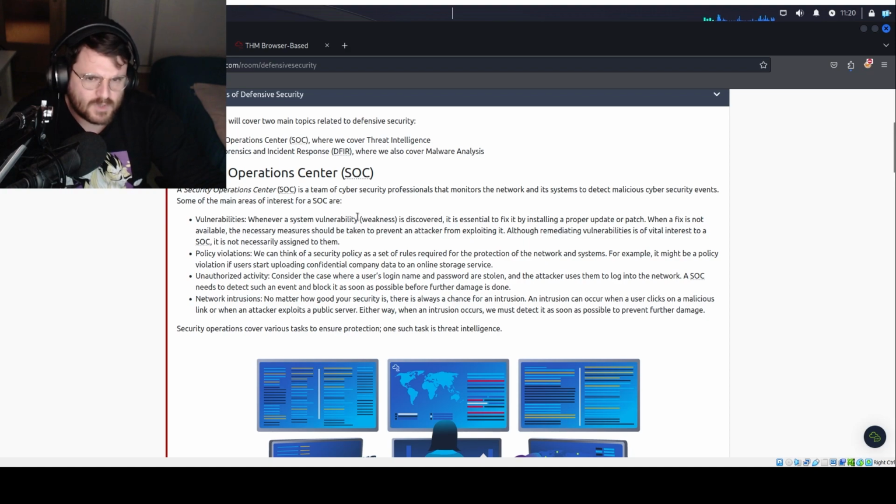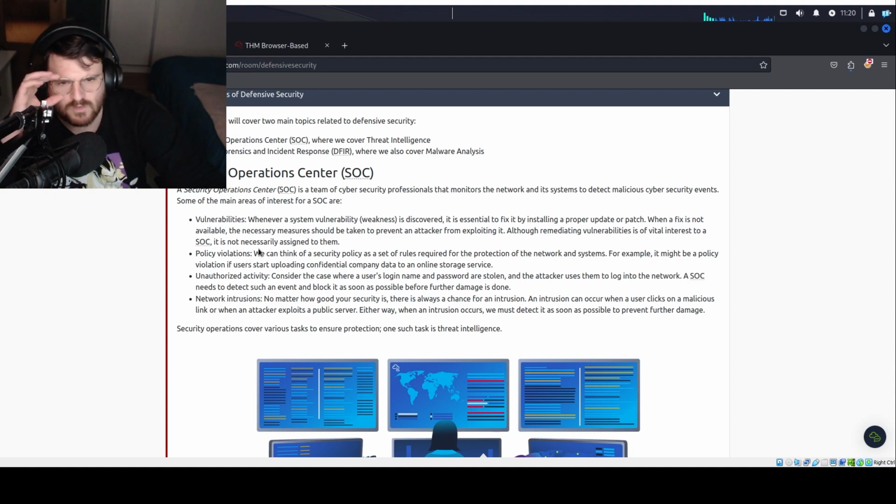They have different purposes. Now, let's see. Areas of interest for security operations centers, or let's say in other words, things that they do if you want to take part in this kind of activity. They, let's say, log vulnerabilities. They watch out for vulnerabilities in a system.